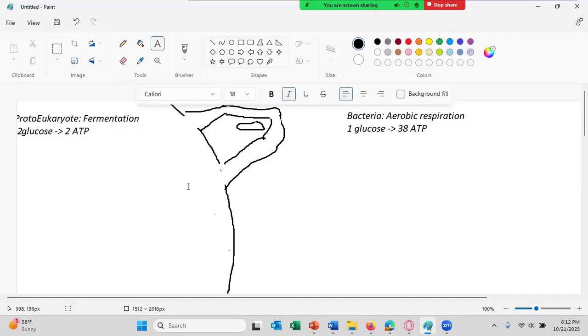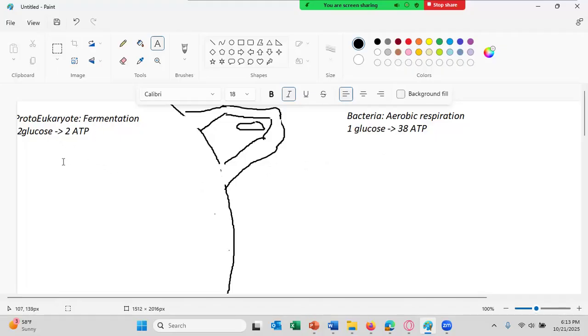And so they just allowed the molecules to diffuse out of the proto-eukaryote and into the bacteria, and then the ATP out of the bacteria into the proto-eukaryote. We don't know how much ATP the bacteria gave to the proto-eukaryote, but it was a lot more than 2.